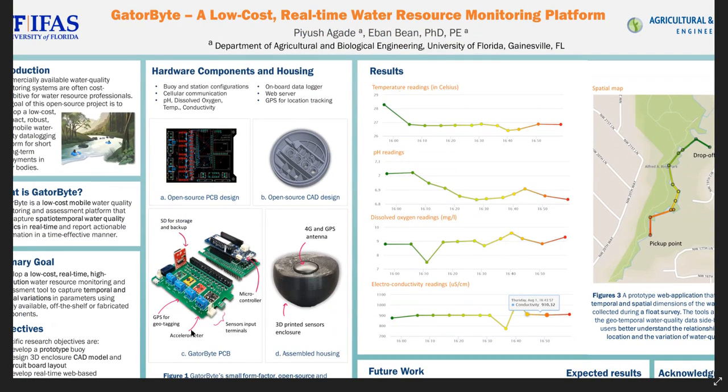Here you can see the major components of the GatorByte. The platform contains a buoy and it can also be configured as a station without the GPS. It has cellular communication modules, onboard data logger for backup. The major sensors being used in GatorByte are pH, dissolved oxygen, temperature, and electroconductivity. Besides, we are also using GPS tracking to record the spatial information.